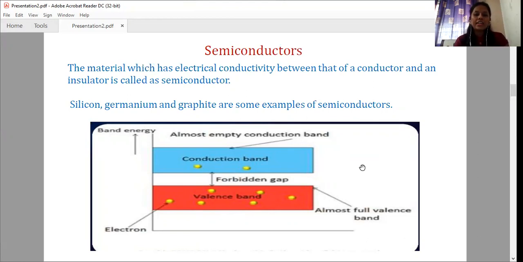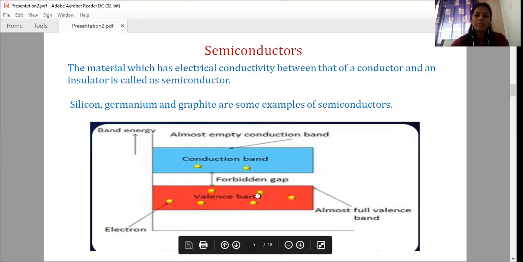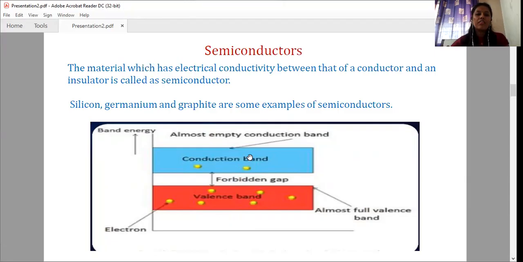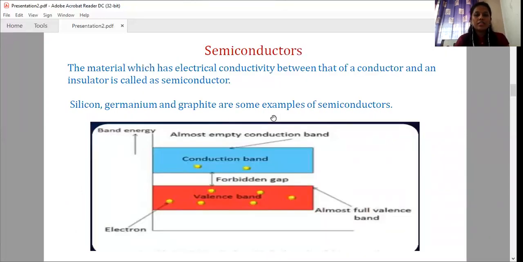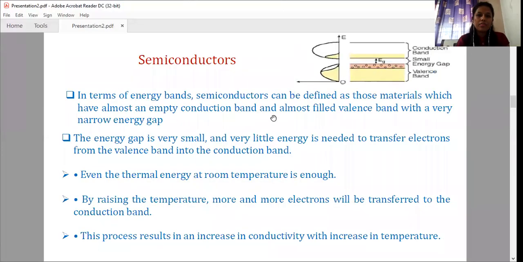In this diagram, we also see that there is a small difference between the valence and conduction bands. The valence band is almost full, but the conduction band is almost empty. This forbidden gap is less than 2 electron volts. This is the detail you can see in this energy diagram.